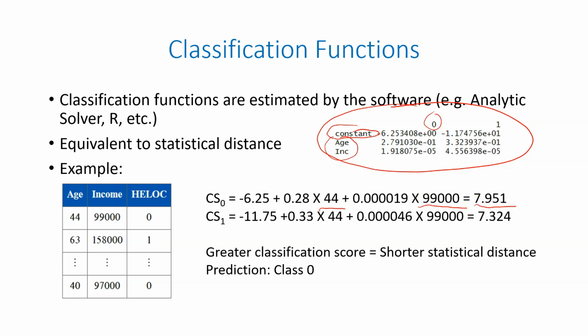7.951 for class 0. And if we do the same with the classification function for class 1, which is the response class, we get the classification score of 7.324 for the first customer. Since the greater classification score is equivalent to shorter statistical distance in discriminant analysis, we predict that that customer belongs to class 0, which is the correct classification according to our data.